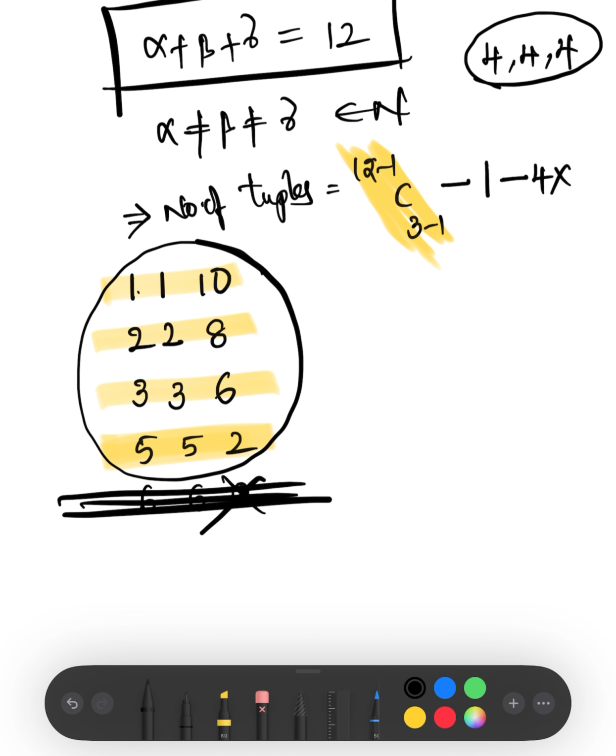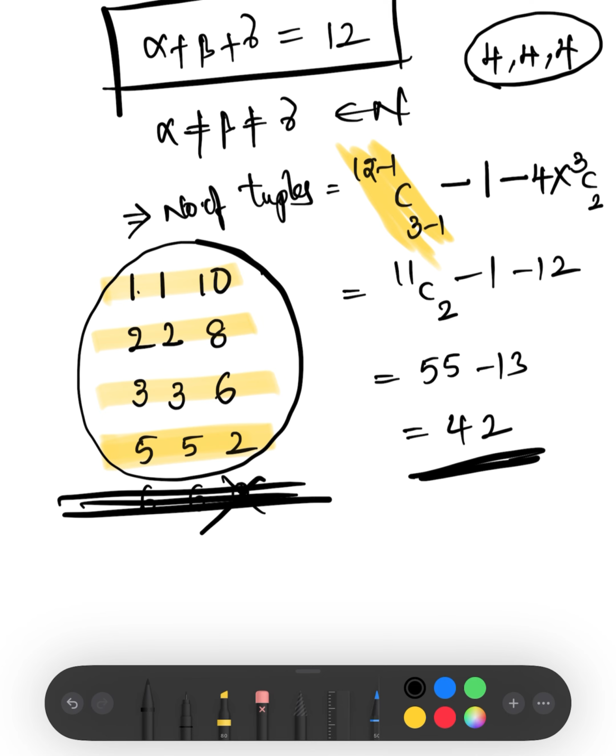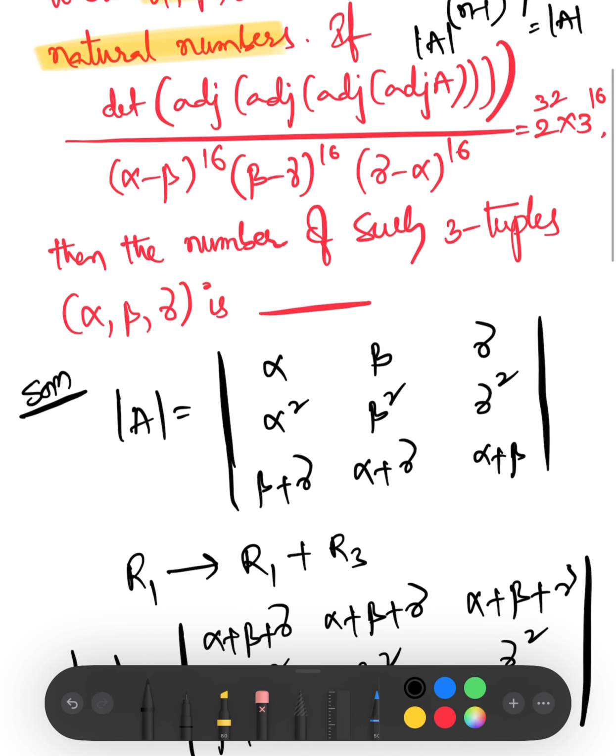Now coming to the selection part. Out of 3, I can select 2 equal. Now this is 11c2 minus 12. 11c2 is 11 into 10 divided by 2, that is 55, minus 13, which is nothing but 42. So the answer for this question is, the number of such tuples is 42.